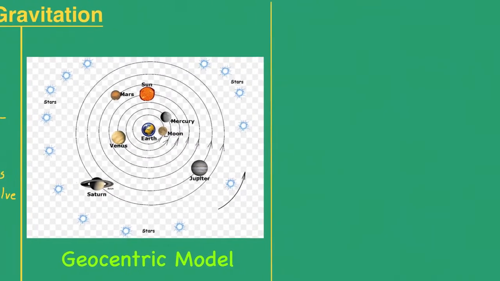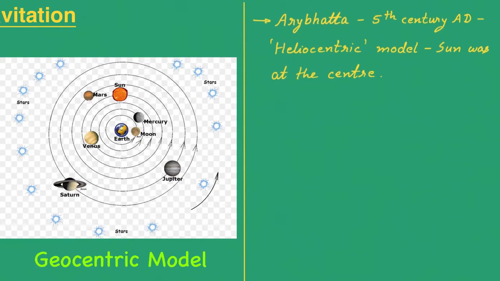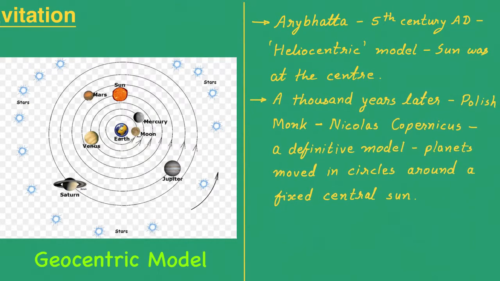Later on, after 400 years of this model, Indian astronomers also gave somewhat similar type of model, that means geocentric model. But after this, in 5th century AD, Aryabhatta, the Indian astronomer, gave a heliocentric model where sun was at the center and all the planets and all other celestial bodies were revolving around sun. Then nearly 1000 years later, a Polish monk named Nicholas Copernicus gave a definite model for planets moving in circles around a fixed central sun. Means Copernicus gave the same heliocentric model that was given by Aryabhatta, but that was 1000 years later.